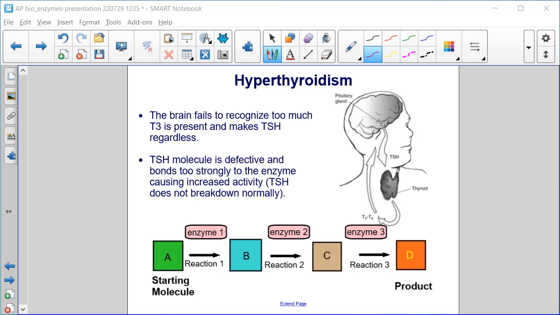Another way is that the brain can fail to recognize too much T3 is present and just continue making TSH regardless. Or the TSH molecule is defective and bonds too strongly to the enzyme, causing increased activity. In other words, the TSH does not break down normally.